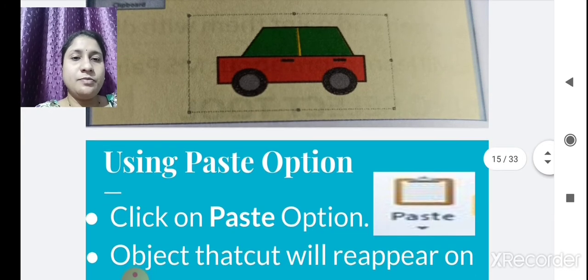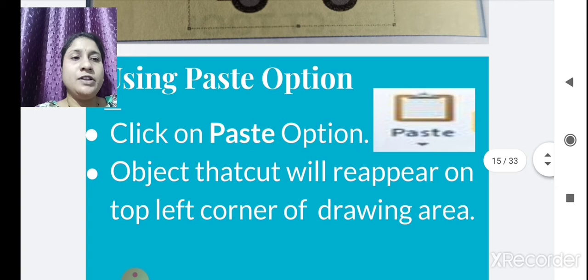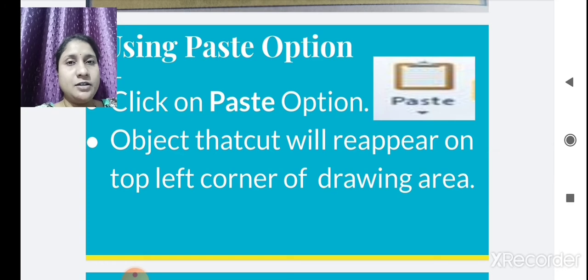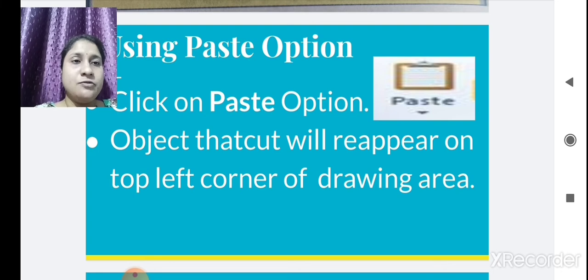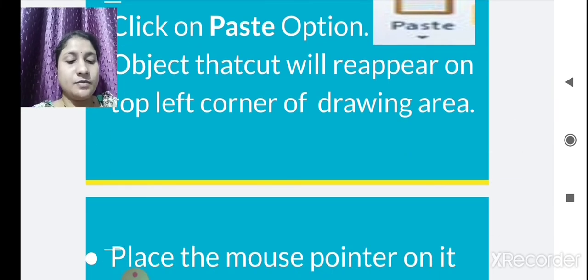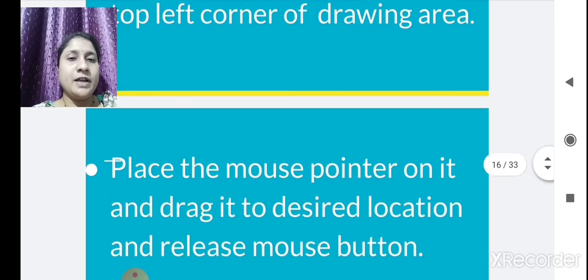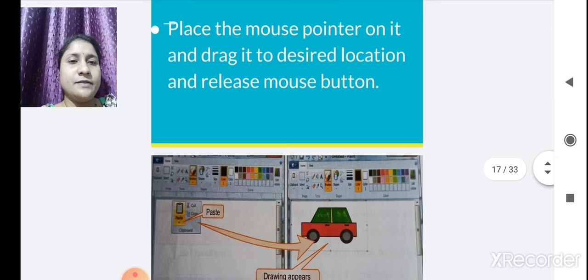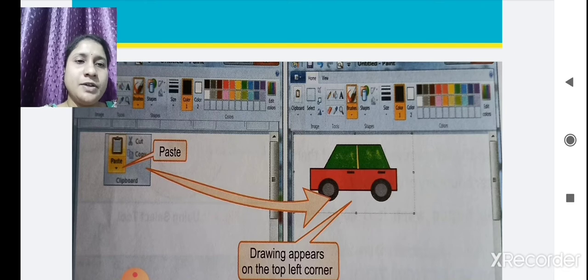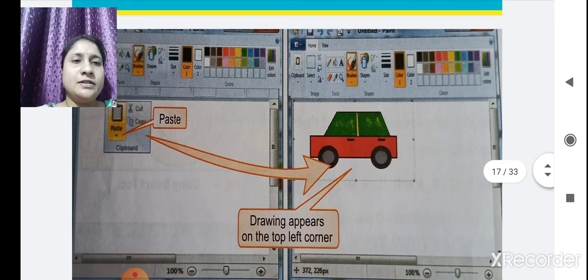What is the use of the paste option? The object that was cut will reappear on the top left corner of the drawing area. By using cut, you can remove the drawing or object, and by paste you will make the drawing reappear on the left corner of the drawing area. So when you click on paste, which is again in the clipboard group of the Home tab, the drawing appears again on the left corner. So this is the use of the paste option.